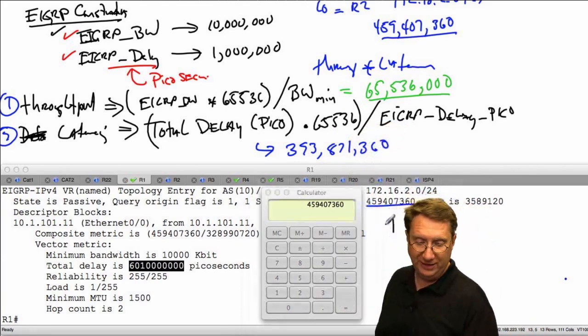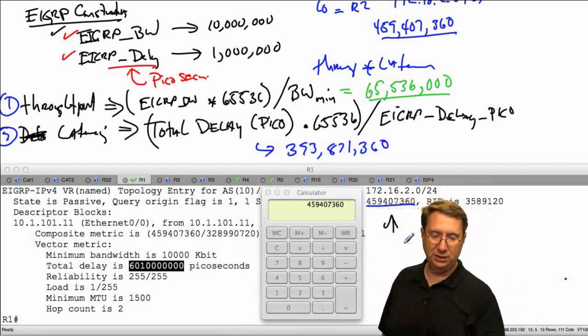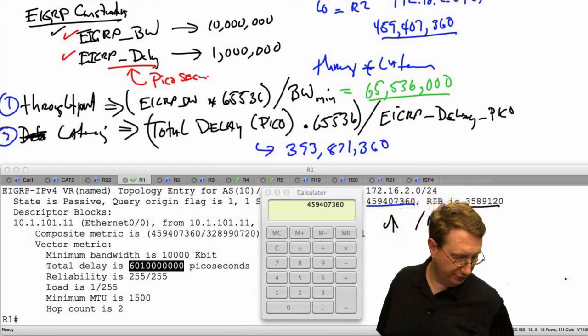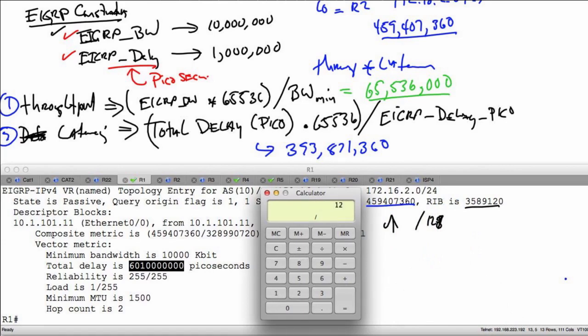But you can witness here that that's how we determine our feasible distance. The feasible distance is going to be that calculation, but notice here it's smaller, but again, remember that's because we're going to be dividing that by 128. So when I divide by 128, by default, and hit enter, that's going to give me 3,589,120. So you just saw how simple, or admittedly, how complicated it can get trying to do these computations.